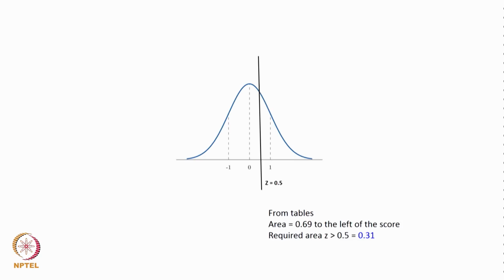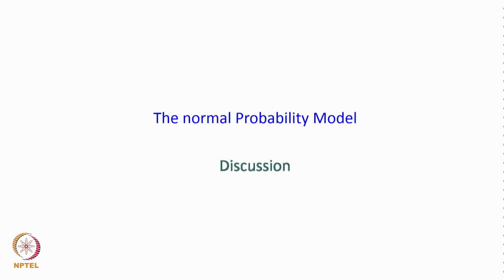So, let us, for example, take the same problem which we were discussing. So, you realize that this is z equal to 0.5. So, from the table, area to the left of it, that is starting from here going right up to this point, coming and touching this point, coming down here, that area is 0.69, and therefore, area to the right of z equal to 0.5 is 0.31, which is the answer to the given question. So, we will continue and take some more examples to understand the standard normal and have a discussion on it.